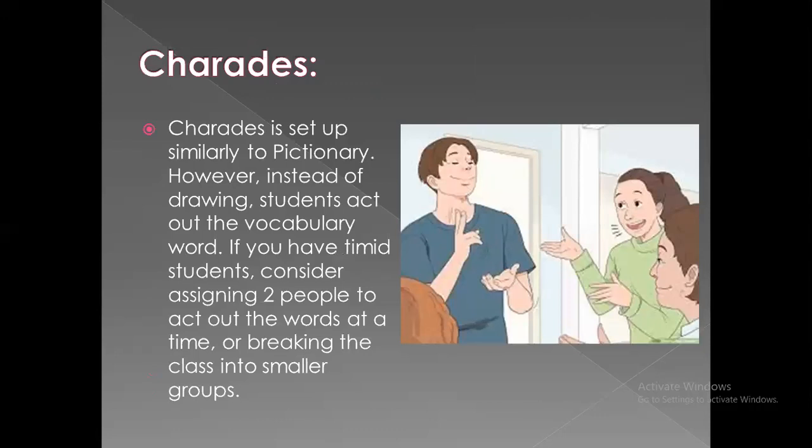Charades. It is just similar to Pictionary. However, in Pictionary we have to draw, but in charades we have to act. It is just like Pictionary in that we divide the class into teams, and one person from each team chooses a piece of paper and acts out the word. The team must guess the correct word, and then the team receives a point.